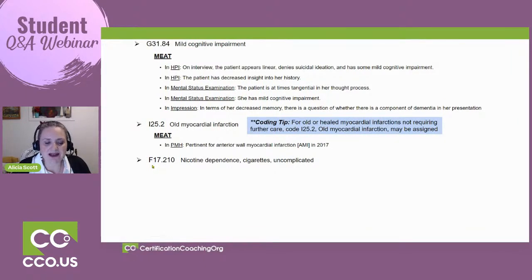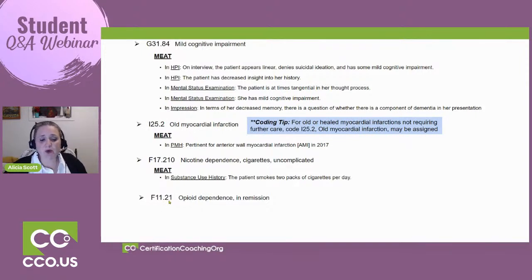Then for nicotine dependence, uncomplicated, I'm not sure if any of you had mentioned that one before, but that's okay. So the meat for that is the substance use history. They're smoking 2 packs of cigarettes a day. That's all you need.